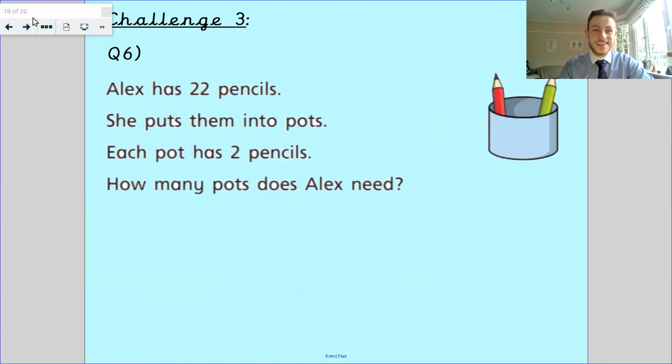I just realized you have another challenge 3 question here, which is question 6. Alex has 22 pencils. She puts them into pots. Each pot has 2 in each pot, in each group. How many pots does she need? That's her total. That's how many she's putting into the groups. So how many pots does she need?